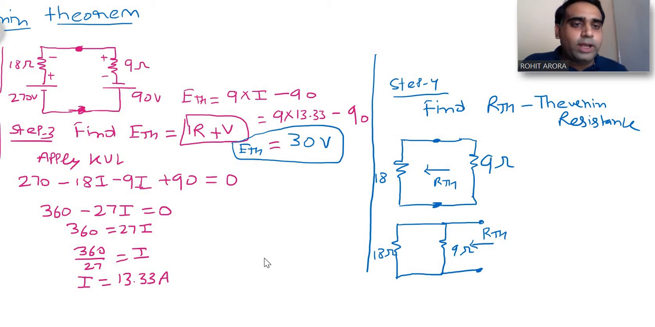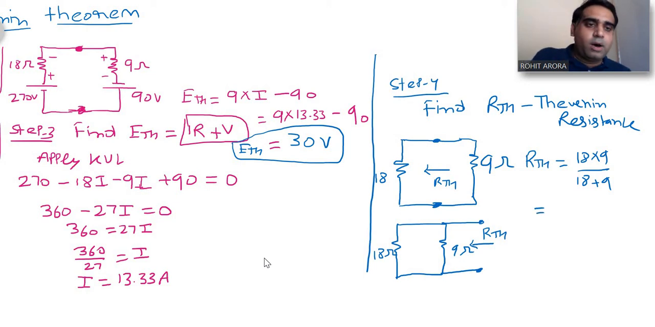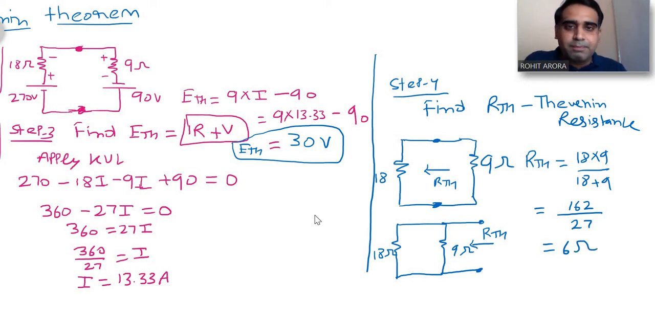Now how to calculate this RTH? These two branches are in parallel, so for parallel we do 18 into 9 divided by 18 plus 9, the same as in this step also. So how much is the value? 18 multiplied by 9 is 162, divided by 27. How much is it? 6 ohm.